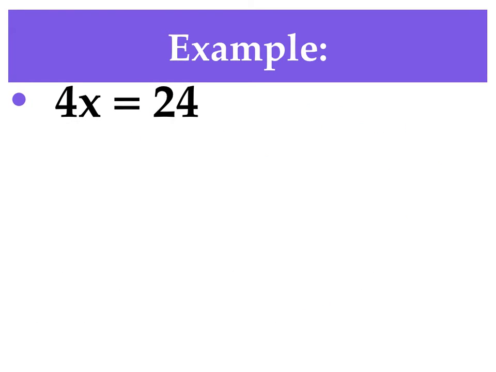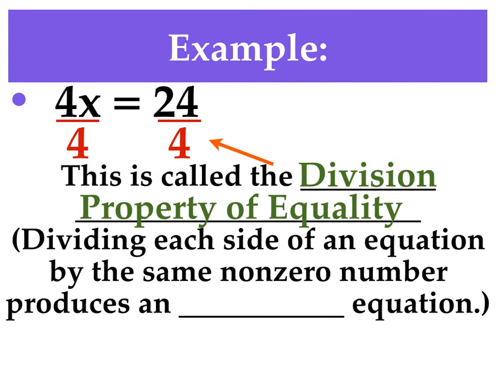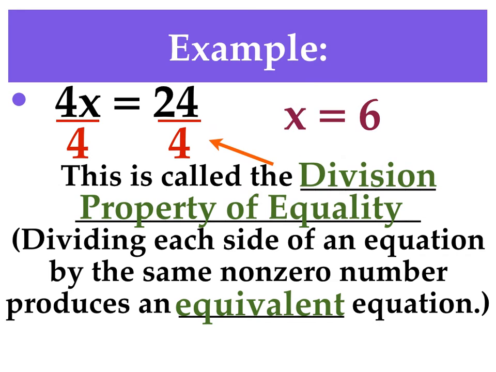And the last property of equality is going to be 4x equals 24. In this case, we're multiplying 4 times x. The opposite of multiplying by 4 is to divide by 4. Whatever you do to one side of the equation, you have to do to the other. In this case, dividing by 4. This is called the division property of equality. Dividing each side of an equation by the same non-zero number produces an equivalent equation. In this case, when I divide both sides by 4, I'm going to be left with x equals 6.